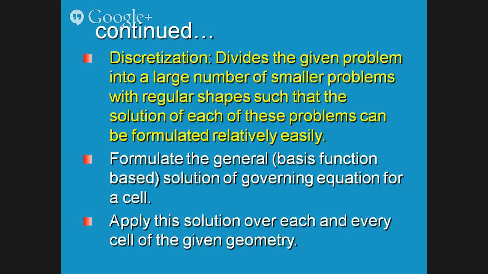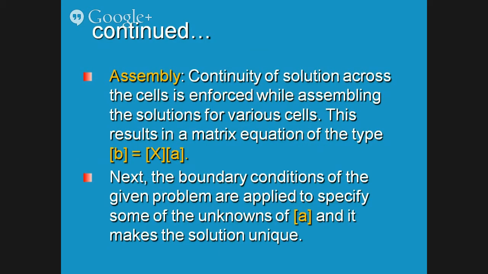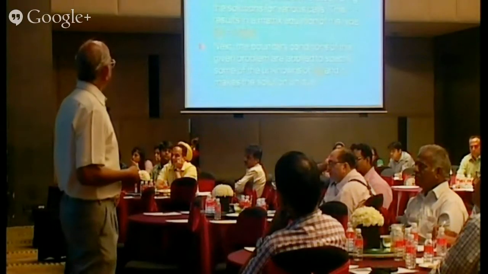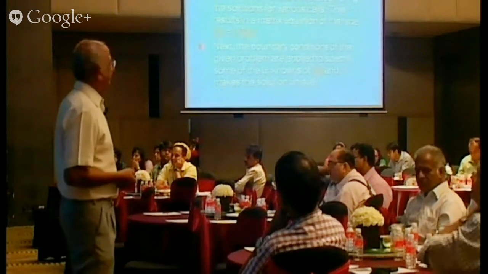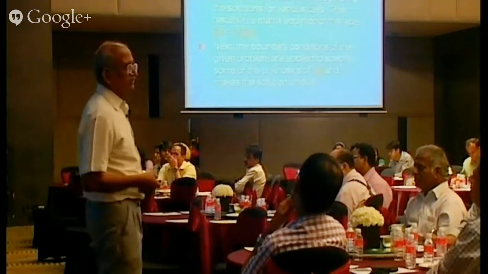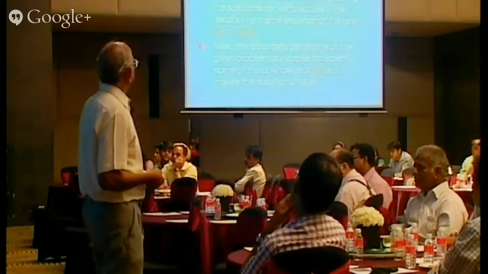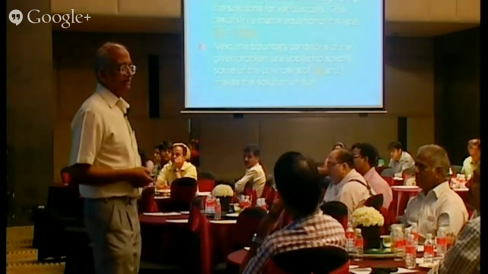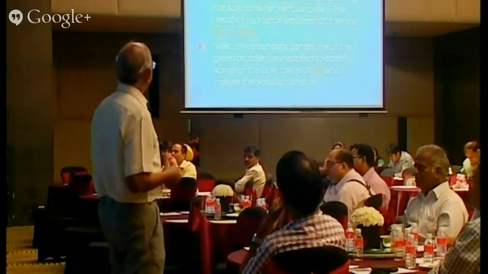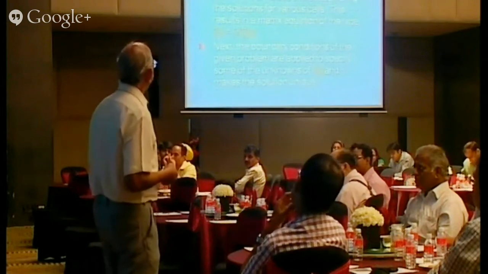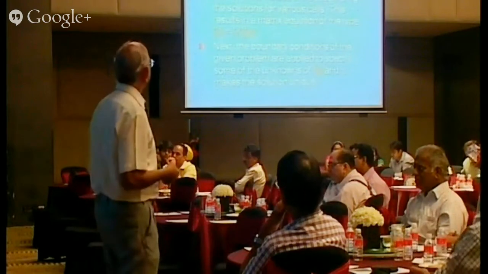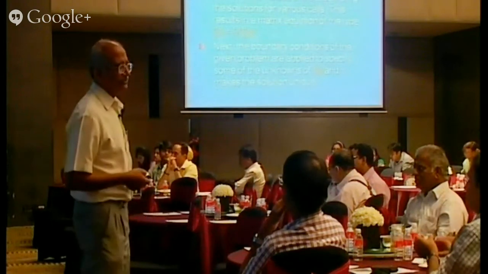Then you have to assemble the solution from the various cells. That is, continuity of the solution across the cells is introduced while assembling the solution for the various cells. Okay? And this will result in a matrix equation like B = XA. Next, you apply the boundary conditions. Where the boundaries are there, the boundary conditions are applied for the given problem to specify some of the unknowns, and finally it will lead to the specific solution or the unique solution for the problem.